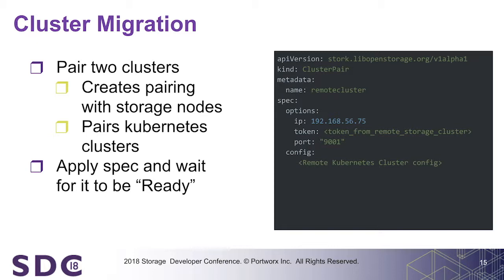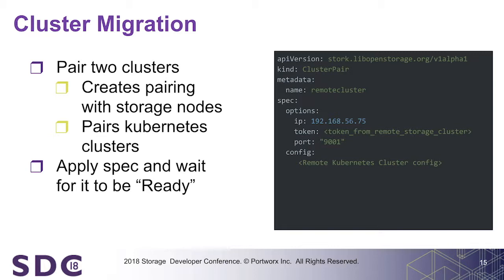The way that you would do it is on your source cluster, you would use what in Kubernetes we call a custom resource definition. Let me just talk about that. In Kubernetes, you can define your own types, and you can write your own controllers that look at these types and try to perform some jobs based on what has been provided in these custom specs. So we have created a custom resource definition for pairing two clusters.